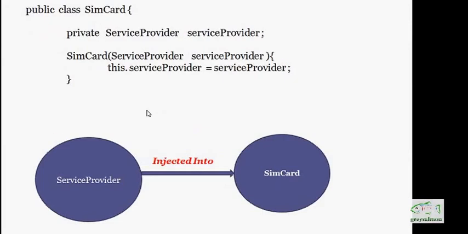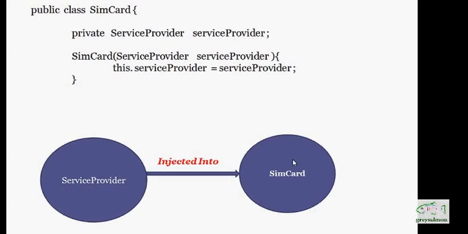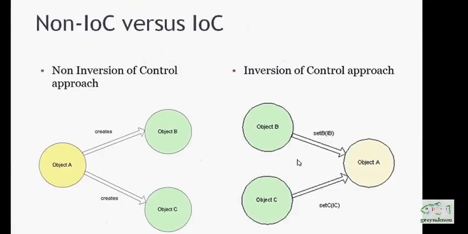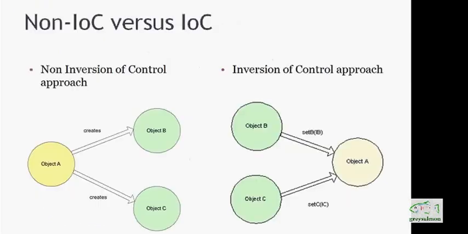Okay. Now here what we have done. Now in the class SIM card, the reference of this service provider or the object of the service provider is injected here. It was not having the object of class service provider, but the required object has been injected.